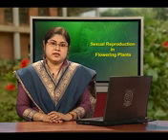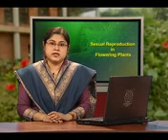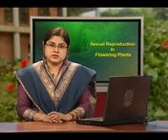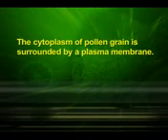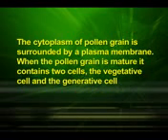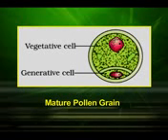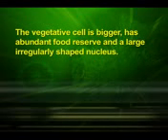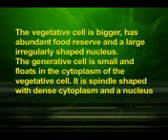The inner wall of the pollen grain is called the intine. It is a thin and continuous layer made up of cellulose and pectin. The cytoplasm of the pollen grain is surrounded by a plasma membrane. When the pollen grain is mature, it contains 2 cells, the vegetative cell and the generative cell. Here we can see a mature pollen grain containing vegetative cell and generative cell. The vegetative cell is bigger, has abundant food reserve and a large irregularly shaped nucleus. The generative cell is small and floats in the cytoplasm of the vegetative cell. It is spindle shaped with dense cytoplasm and a nucleus.